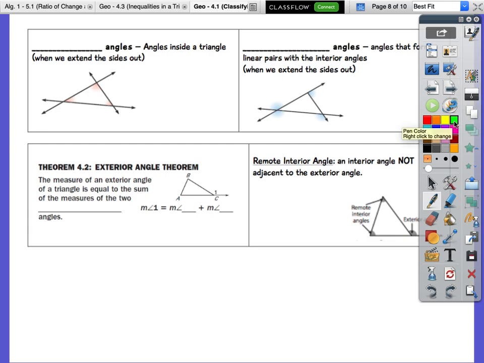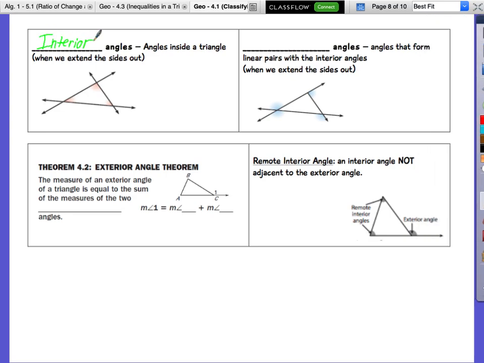Okay, we have two different types of angles for these triangles. We have interior angles. Those are the ones we were just talking about. Interior means what? Inside, okay? So it's going to be the angles inside the triangle. And we know something special about these. What do we know about the three interior angles of a triangle? They're inside, very good, and they add to 180.